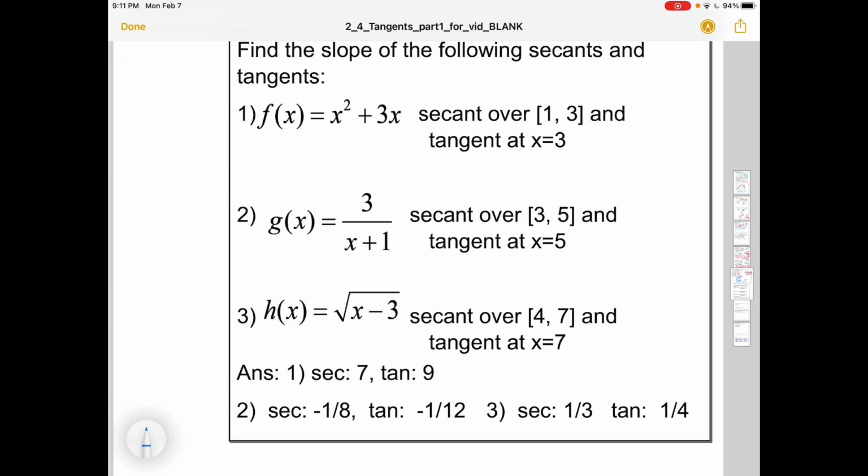All right, so congratulations. You can now find a tangent slope, which is really half of what calculus is about. I hope the video has been helpful. Good luck with the material, folks, and take care.